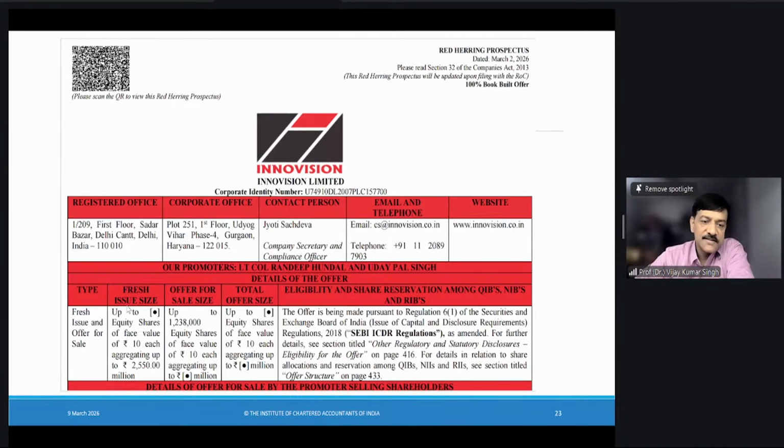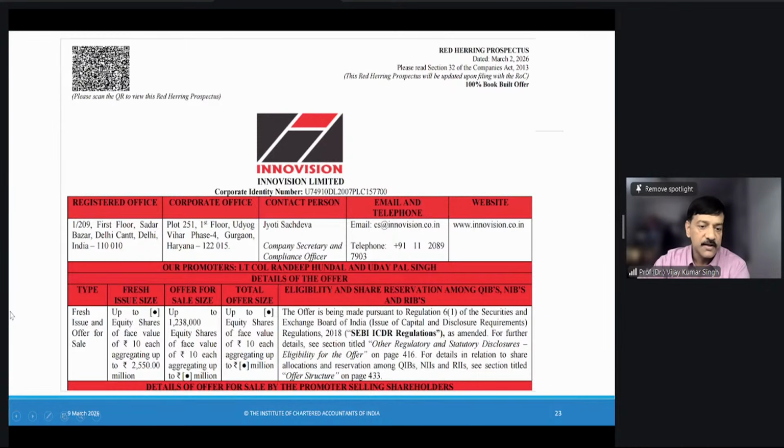So here you can see in the bottom, there are dots given. These dots denote that this is not final. This is yet to be completed. You also see SEBI ICDR regulations there. So this is made under SEBI ICDR regulations. We will talk about ICDR regulations in a while. Okay.